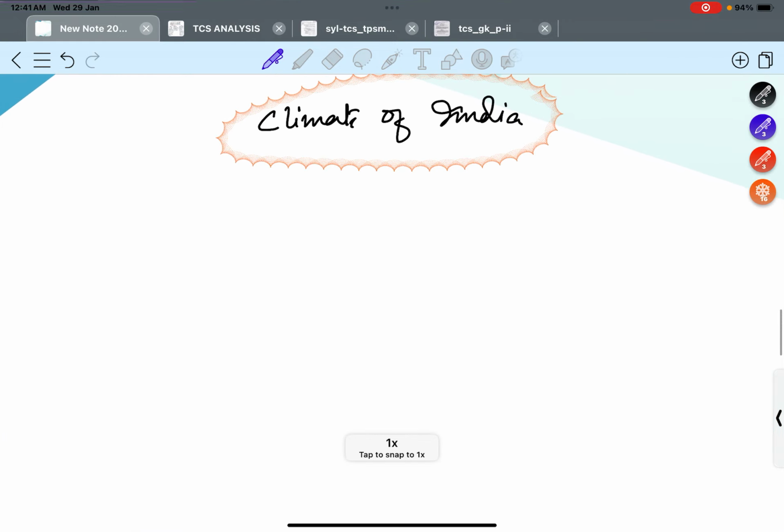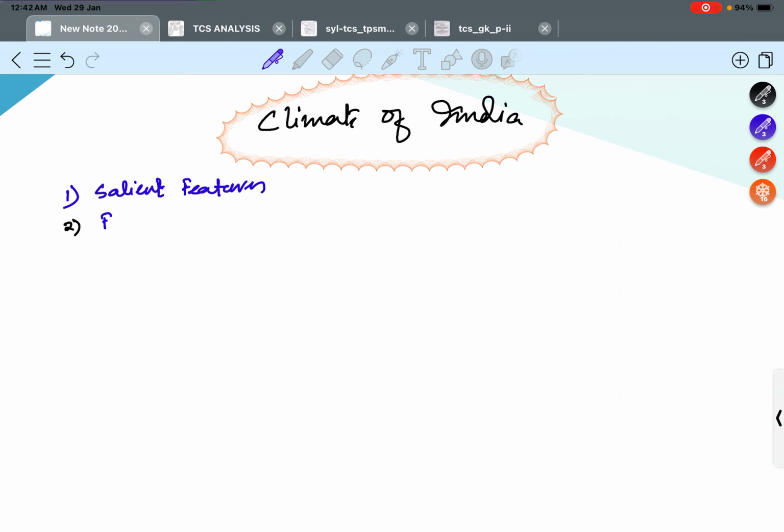First thing that you should read is salient features. There are many features, like unity in Indian climate, reversal of wind, alternative highs and alternative low pressure, seasonal and variable rainfall, plurality of seasons. There are many features. You should read all the features.